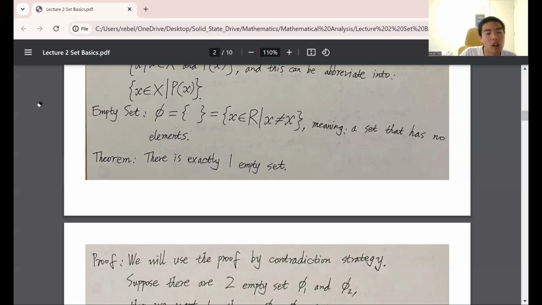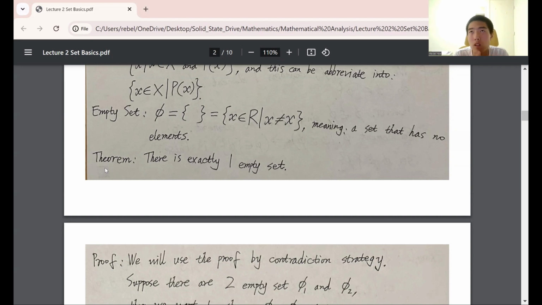All right. And I think we have learned some proving in the last lecture. So there's a theorem which is not very meaningful, but it's a fact: there's exactly one empty set. So let's consider how to prove it's true. Okay, so why is there only one empty set? How do you think about it?